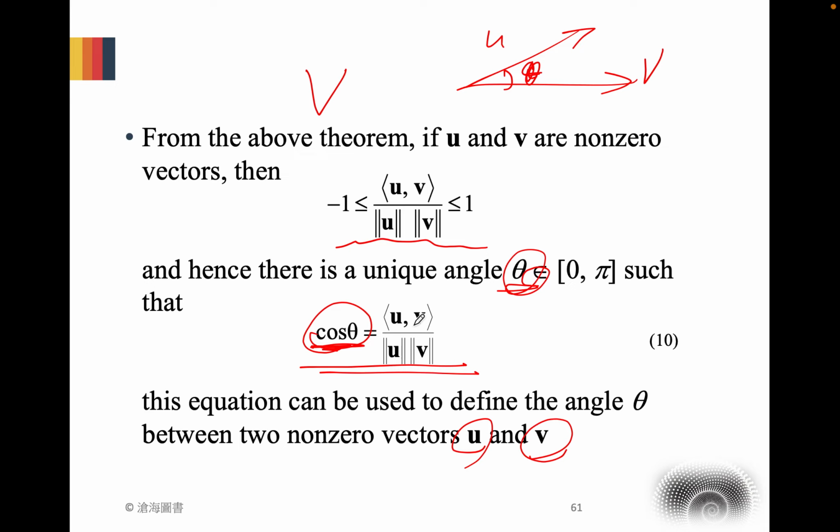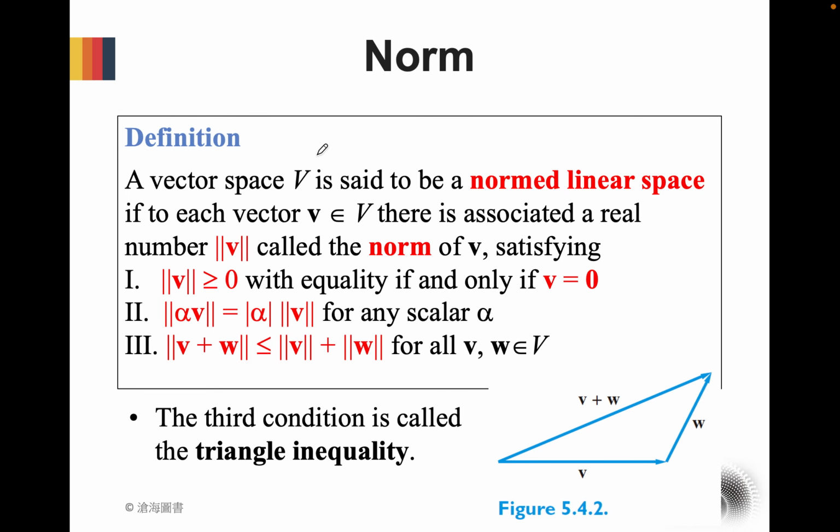Okay, so a vector space V is said to be a normed linear space if to each vector V in the space there is associated a real number, the norm of V, satisfying the following conditions. The first condition is that the norm should be larger than or equal to 0, with equality if and only if V is equal to the 0 vector. The second is that the norm of alpha V is equal to the norm of V times the absolute value of alpha, where alpha is any scalar.